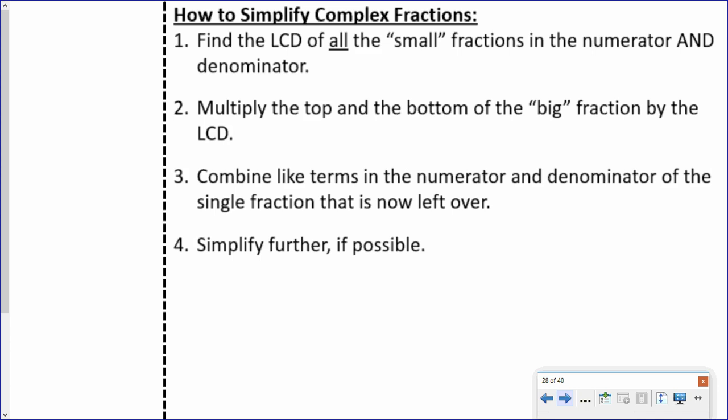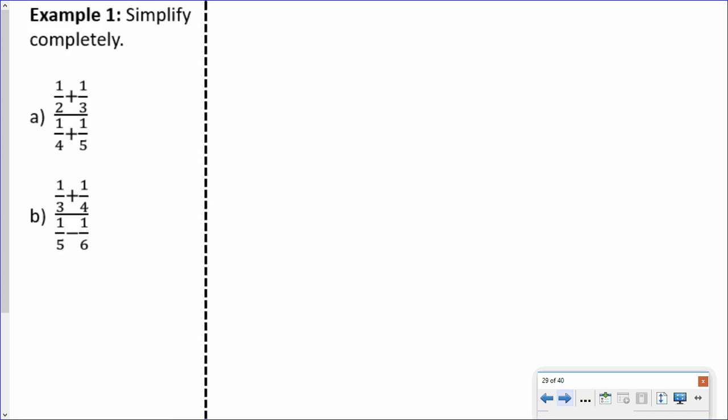Step 2, then we're going to multiply the top and the bottom of the whole big fraction by that LCD, because then it'll get rid of those fractions. That's what step 2 will do. It'll get rid of the individual fractions on top and bottom of the bigger fraction. Then we'll combine like terms in the numerator and denominator of the single fraction that's now left over. And then we'll see if we can simplify further, if we can factor things out, cross things out, etc.